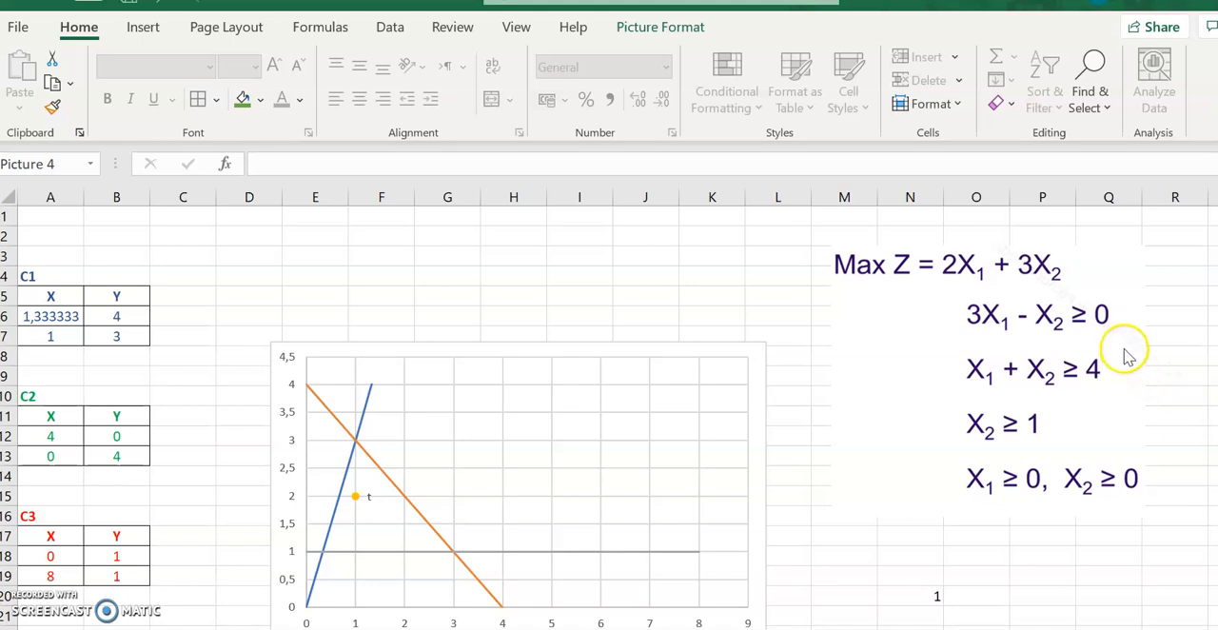Hello, this is part 3 of the graphical solution tutorial. This problem was not actually in the tutorial, but I decided to add it.